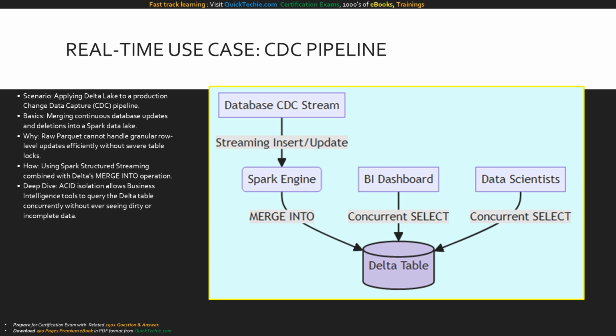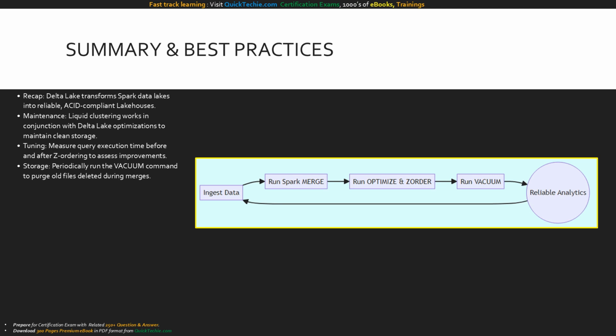On the right side of the diagram, business analysts and data scientists are actively running massive aggregation queries via their BI tools. Delta's snapshot isolation guarantees that they always query a perfectly consistent version of the data. They are completely unaffected by the continuous streaming updates happening in the background, proving how Delta bridges the gap between streaming and batch workloads.